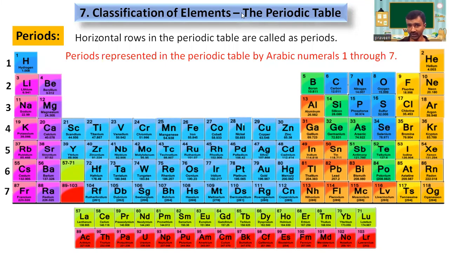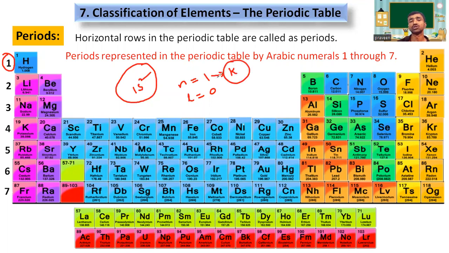Look at this. How many elements are there in the first period? 2, hydrogen and helium. Their electronic configurations are 1s1 and 1s2. So here n equals 1, and l equals 0. If n equals 1, what is the main shell? It is K. So the two elements belong to the K shell.